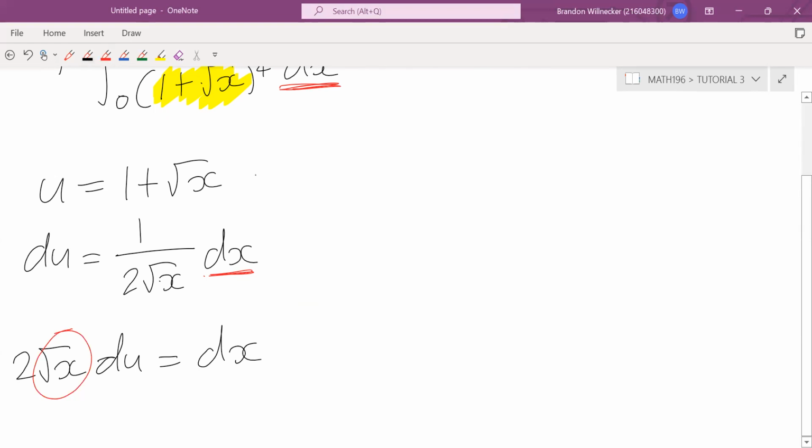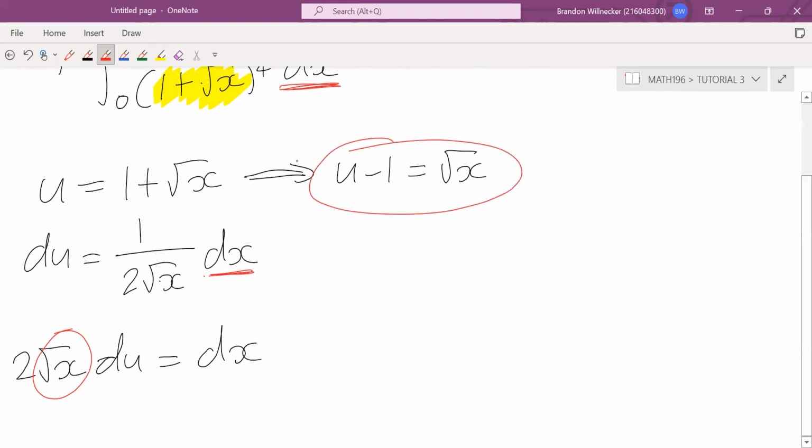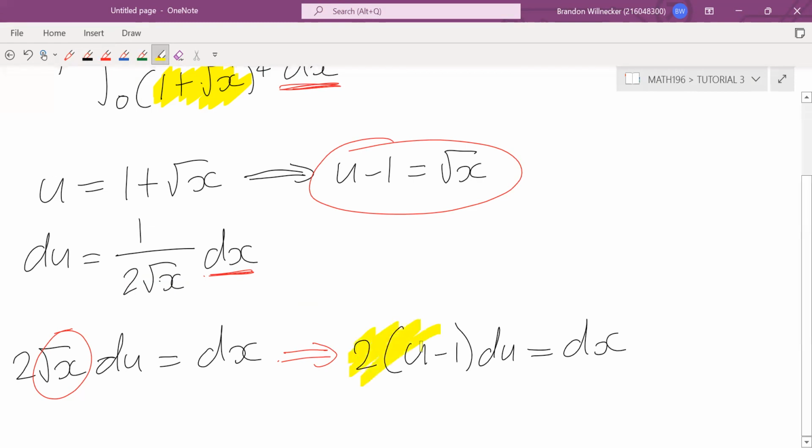If we look back at our original expression, u is equal to 1 plus root x. So u minus 1 is equal to root x. That's exactly what we needed. So we can just do a little bit of replacement here. So 2 root x, we can replace with 2 (u minus 1) du, and the right-hand side stays as dx. Now, we fix the problem because the left-hand side is now only u variables. Okay, so that's pretty nice now.